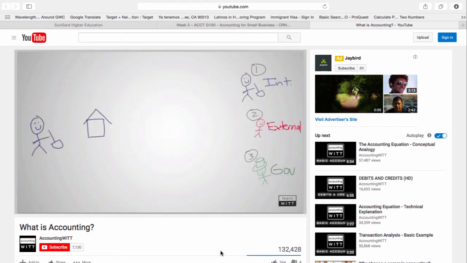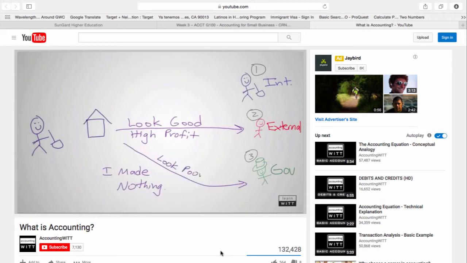If you're a business and you're talking to an external user, you want to look good or show that you made a high profit. Everyone wants to brag about how good their business is doing. However, when you talk to the government, your objective is to make it look like you made nothing. Because if you're rich, they'll take all your money.